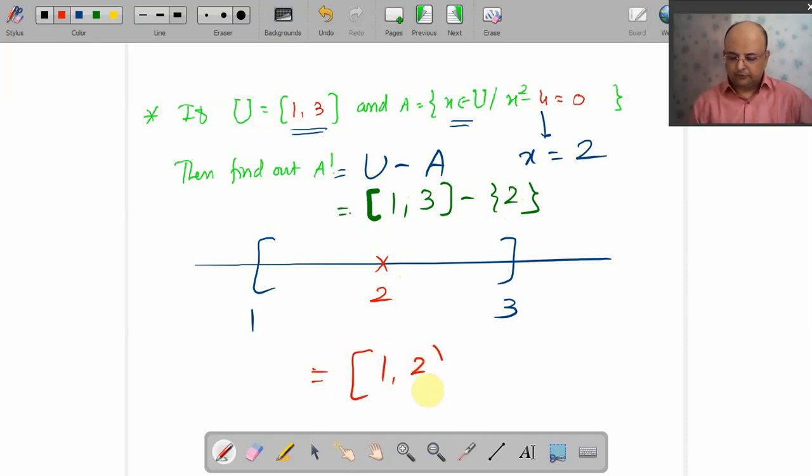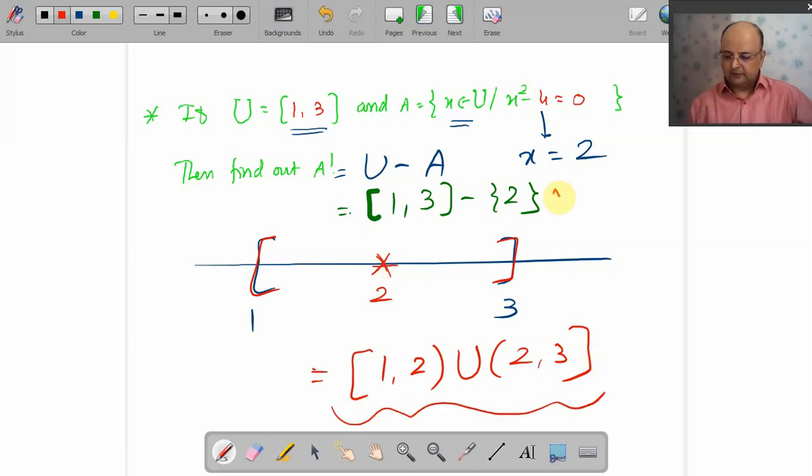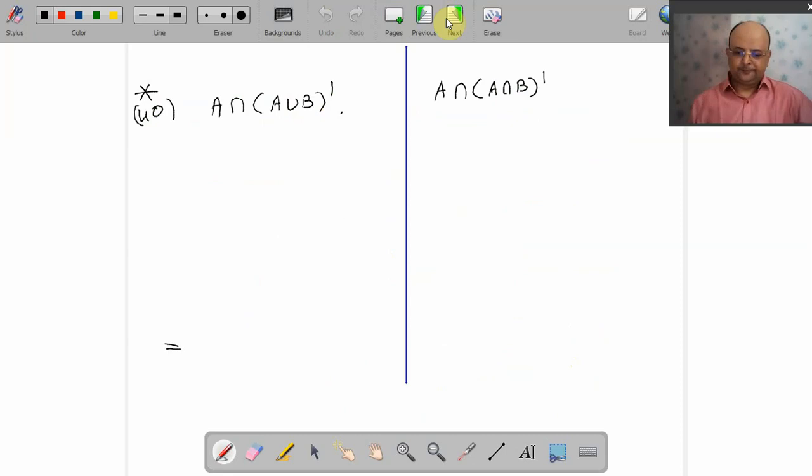Closed-open interval [1,2) union open-closed interval (2,3]. That is everything between 1 and 3, including 1 and 3 except 2. This is the same as this set: closed interval [1,3] minus singleton set {2} is the same as closed-open interval [1,2) union open-closed interval (2,3]. Easy? Great job.